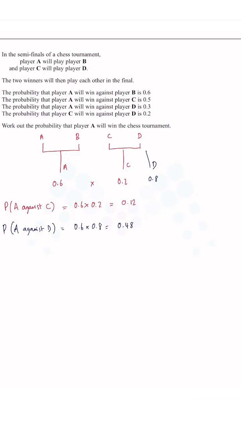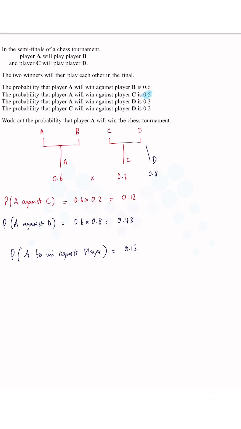So now what we have to do is work out the probability of player A winning these matches. For the probability of player A to win against player C, the chance of them playing is 0.12, and the chance of player A winning this match, I'm going to use this probability over here, which is 0.5. So I have to times that by 0.5. If I just times 12 by 5, that gives me 60, and then I have to divide that by 10 three times, so it becomes 0.06.